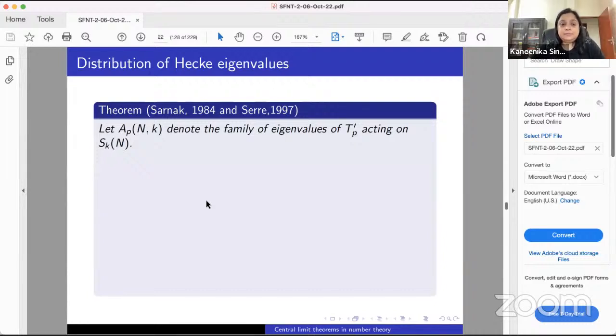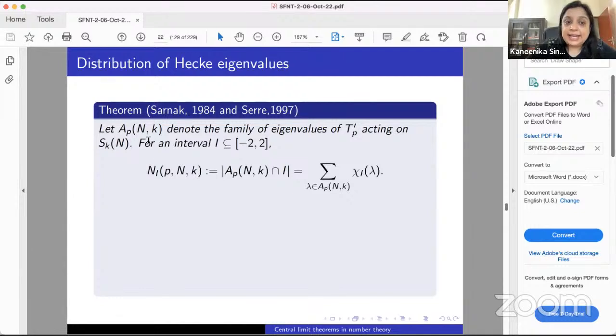So this is a theorem due to Sarnak and Serre. Let A sub P denote the family of Hecke eigenvalues of T_p acting on S_k of N. Okay, we know that these lie in the interval minus 2 to 2. The question is, for a fixed interval I, how many of these eigenvalues would lie in the interval I? Okay, so we denote that counting function by N sub I and write it as a sum of the characteristic function of all the lambdas lying in A sub P with respect to the interval I.